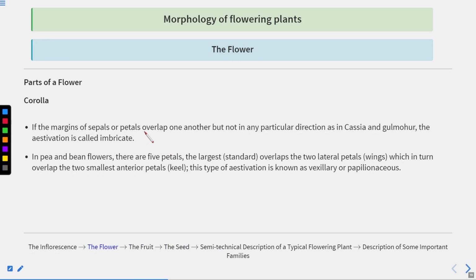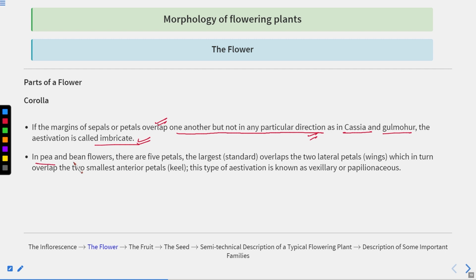If the margins of the sepals or petals overlap one another, but not in any particular direction, as opposed to the twisted type where the overlapping is in a particular direction, and the overlapping has no pattern, as we see in the case of Cassia and Gulmohar, then the estivation is called imbricate type of estivation.